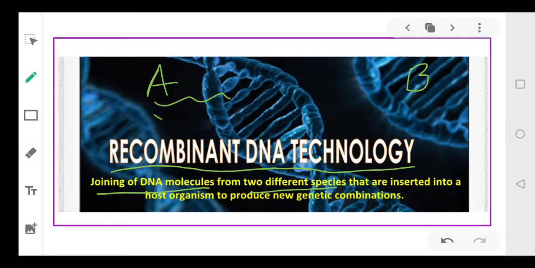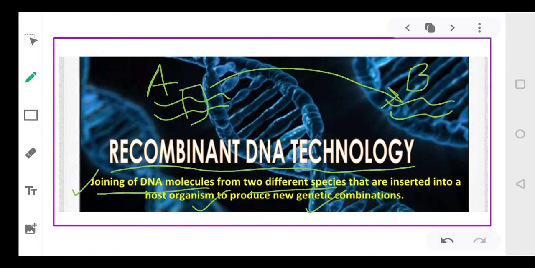Like suppose A has this DNA, B has this DNA. A portion of this DNA will be introduced into the other, and it will join with the DNA of B. So it involves joining of DNA of two different species that are inserted into the host to produce a new genetic combination. So when some portion or some genes of A are introduced into B, it will bring about new genetic combinations.